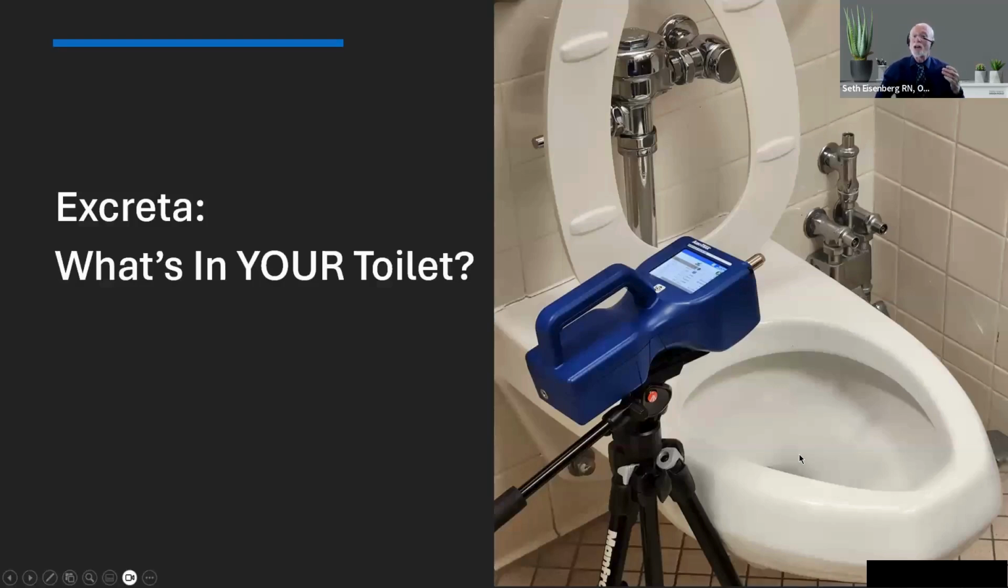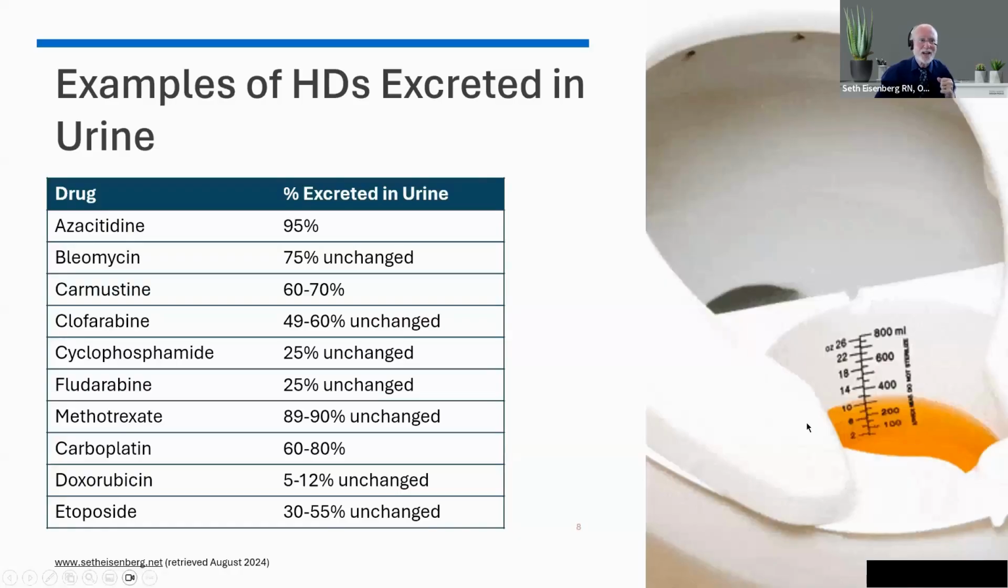Okay, what's in your toilet? Well, let's dig a little deeper, so to speak, and find out what's in your toilet. So one of the things I want to really emphasize here is that the drugs we give to patients, and specifically in this slide, we're talking about hazardous drugs, are excreted in urine and feces.